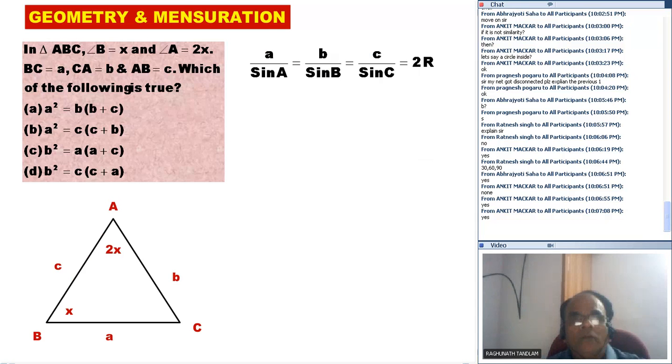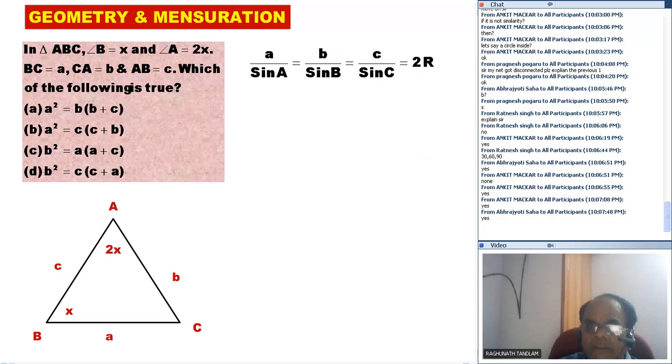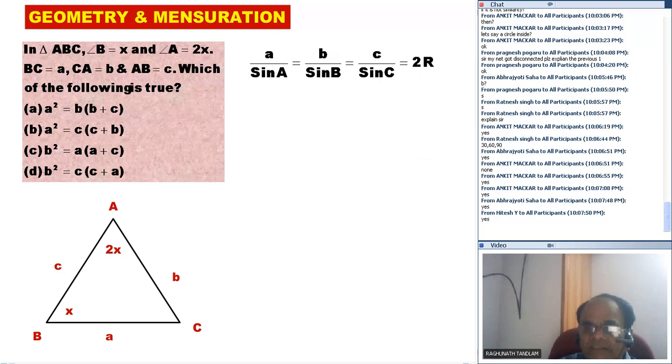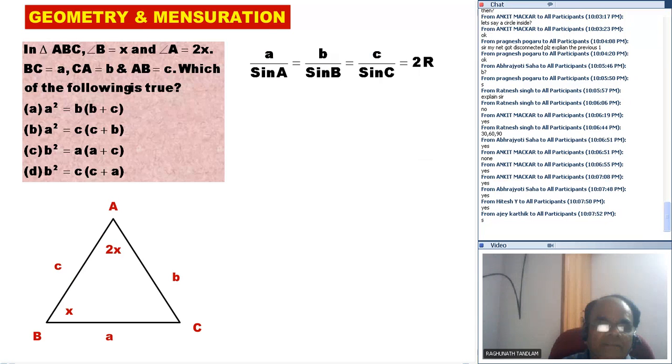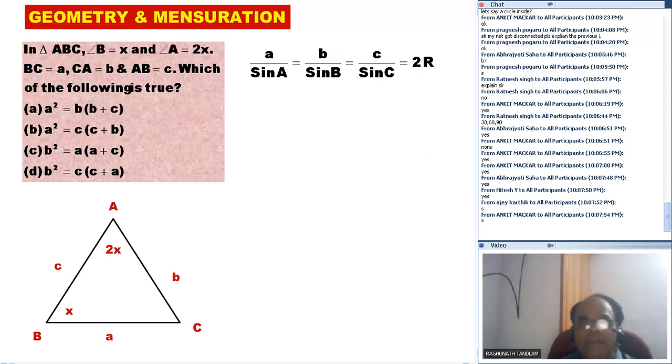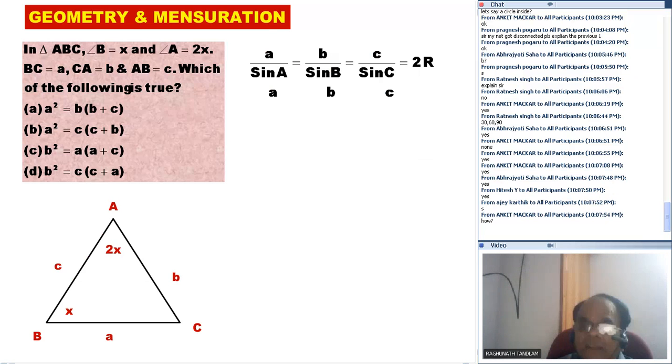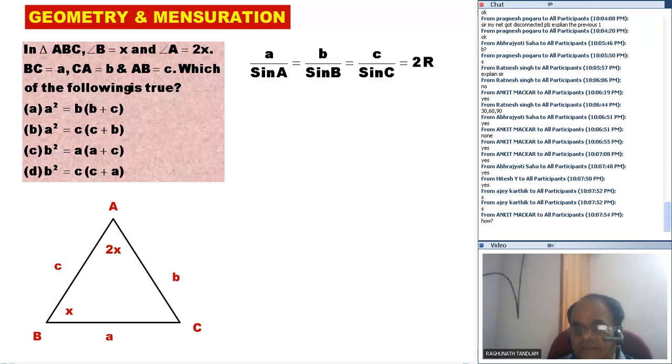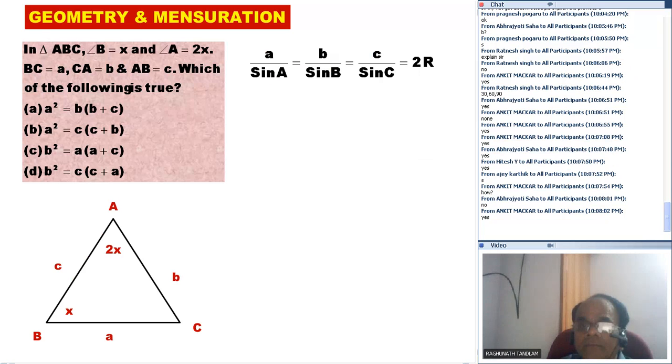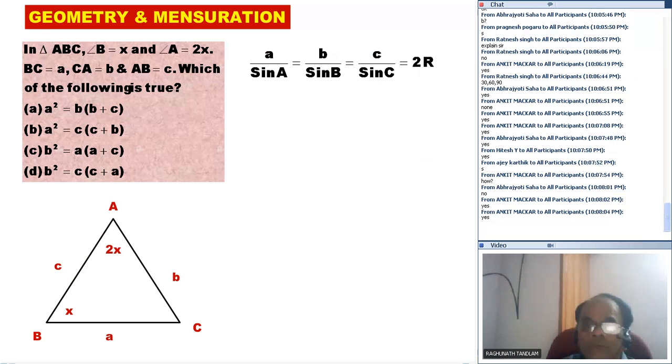We know that a by sine A equals b by sine B equals c by sine C equals 2R. All of us are clear? You know a by sine A equals b by sine B equals c by sine C equals 2R? Yes. Now, you want the proof of that. In case you want the proof, I'll give it to you after this question is discussed.